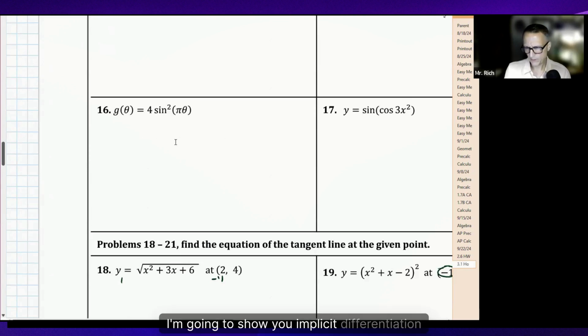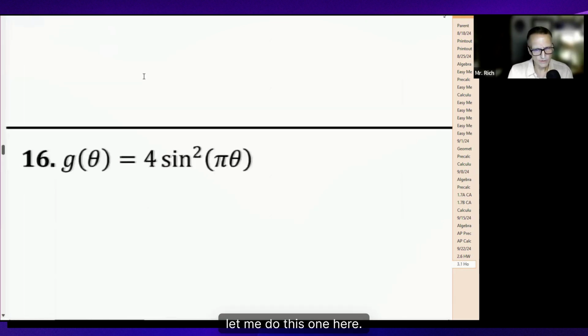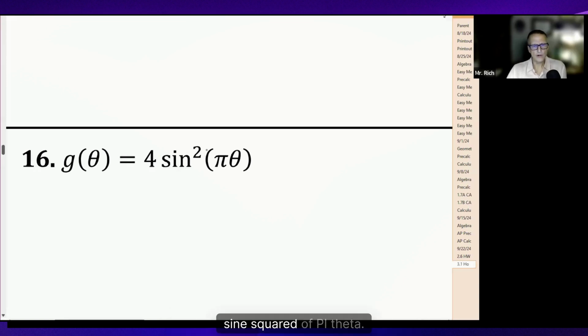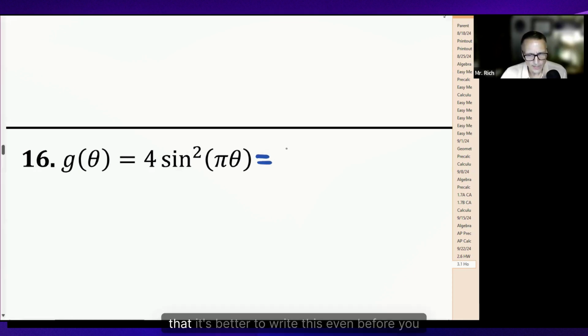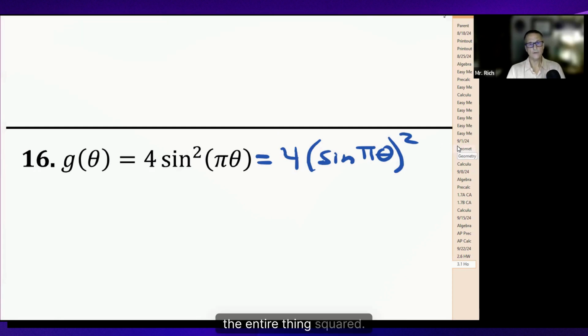I'm going to show you implicit differentiation here in just a sec, but let me do this one here. Your teacher has probably warned you about trig functions that are to the second power, sine squared of pi theta. Your teacher very well may have said, and I hope they have shown you this, that it's better to write this even before you start your chain rule like this, right? So sine squared of pi theta does mean sine of pi theta, the entire thing squared.